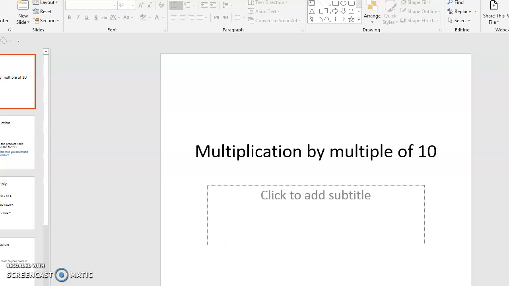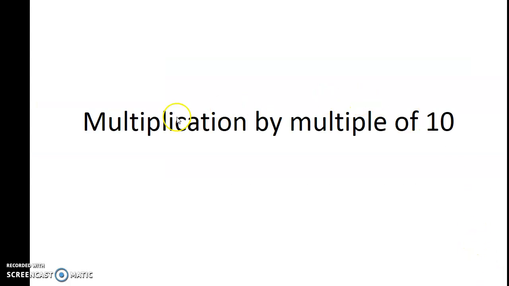Fine? Today our first lesson is about multiplication by multiples of 10. The first lesson on the extra sheet is multiplication by multiples of 10.